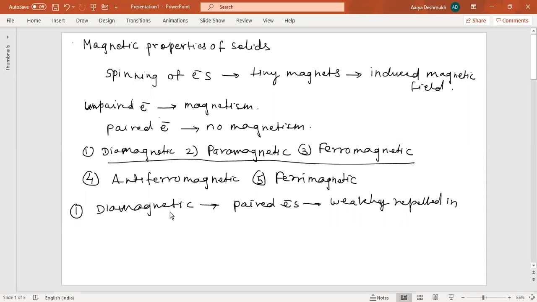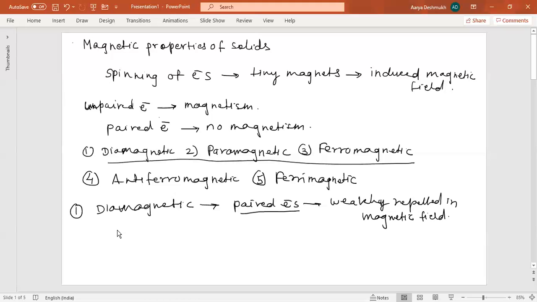Diamagnetic substances are those in which all electrons are paired and which are weakly repelled in a magnetic field. All the electrons present in diamagnetic solids are paired ones, and these substances are said to be diamagnetic.